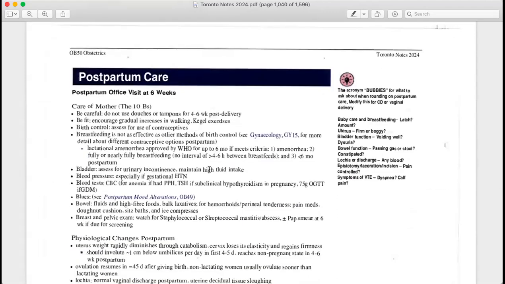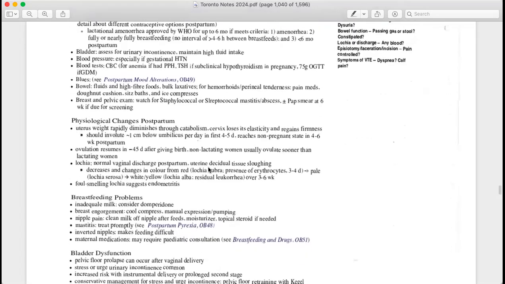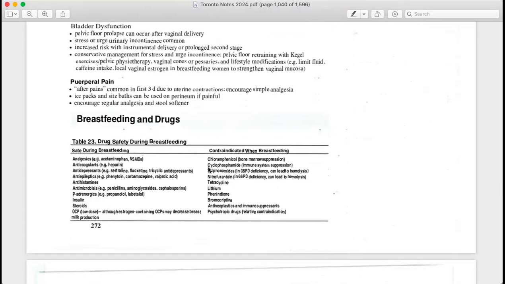Then postpartum care, just give it a read. It's important, as they may ask you what you are going to do. Physiological changes of the postpartum, not that. Okay. Breastfeeding and drugs, you can see, just remember the contraindicated ones. All of those complicated ones like chloramphenicol, cyclophosphamide, sulfonamides, nitrofurantoin, tetracycline, lithium, bromocriptine, antineoplastics, and psychotropics. These are contraindicated during breastfeeding.